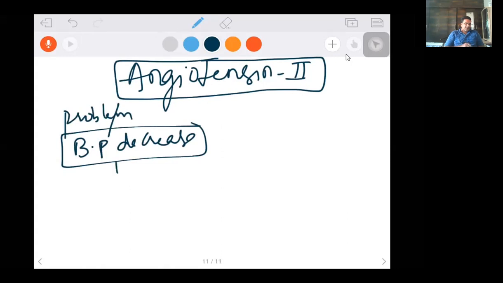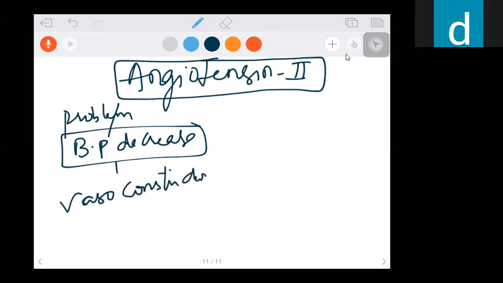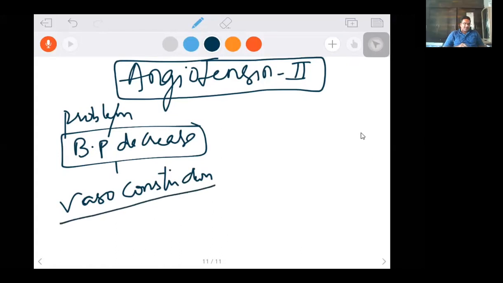So for that, vasoconstriction occurs. Okay, so what is vasoconstriction? When the blood vessel is in a certain diameter, they are going.